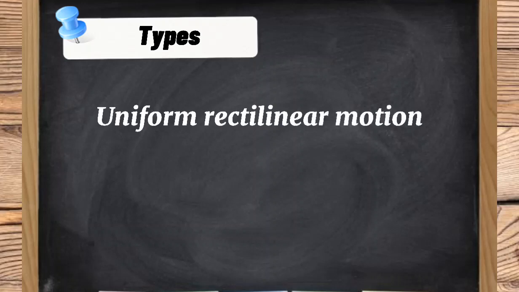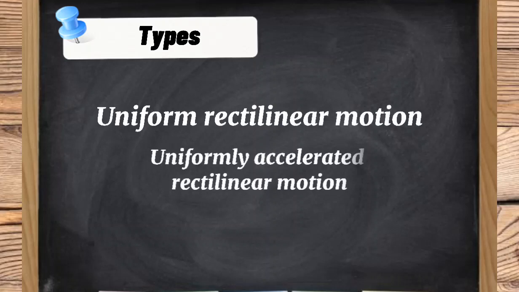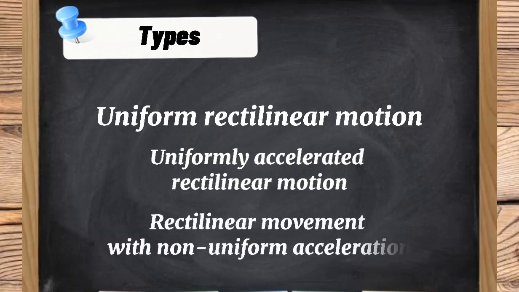So, there are three types of rectilinear motion. First is the uniform rectilinear motion. Second, uniformly accelerated rectilinear motion. Third, rectilinear movement with non-uniform acceleration.